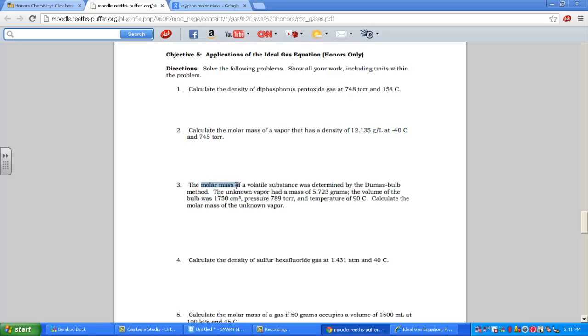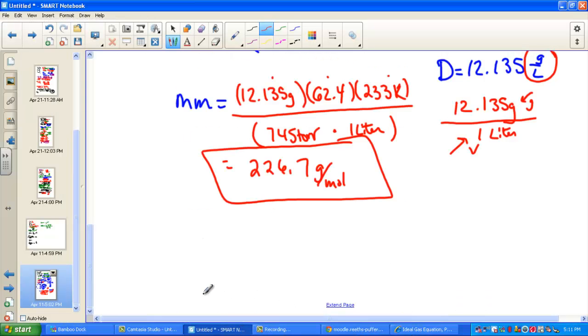Number 3. We're going to calculate the molar mass of a volatile. It just means it evaporates readily, in the Dumas bulb method. We did this lab. Here's our mass, 5.723 grams. Volume of the bulb, 1750 cubic centimeters, same as a milliliter. 789 torr, temperature's 90 Celsius. Let's find the molar mass of our unknown gas.